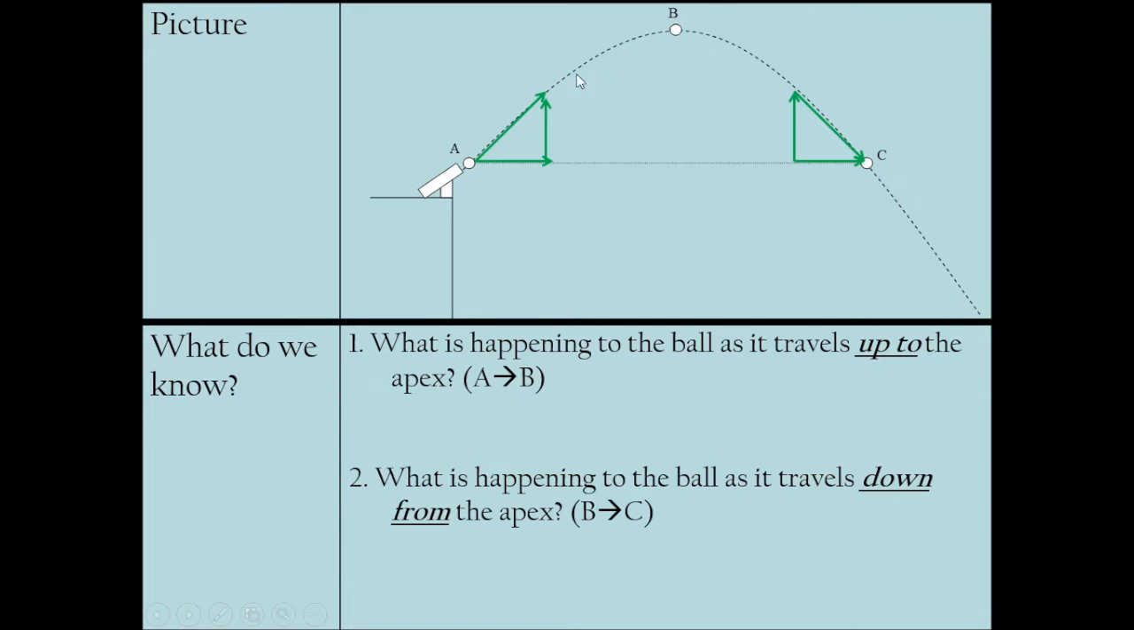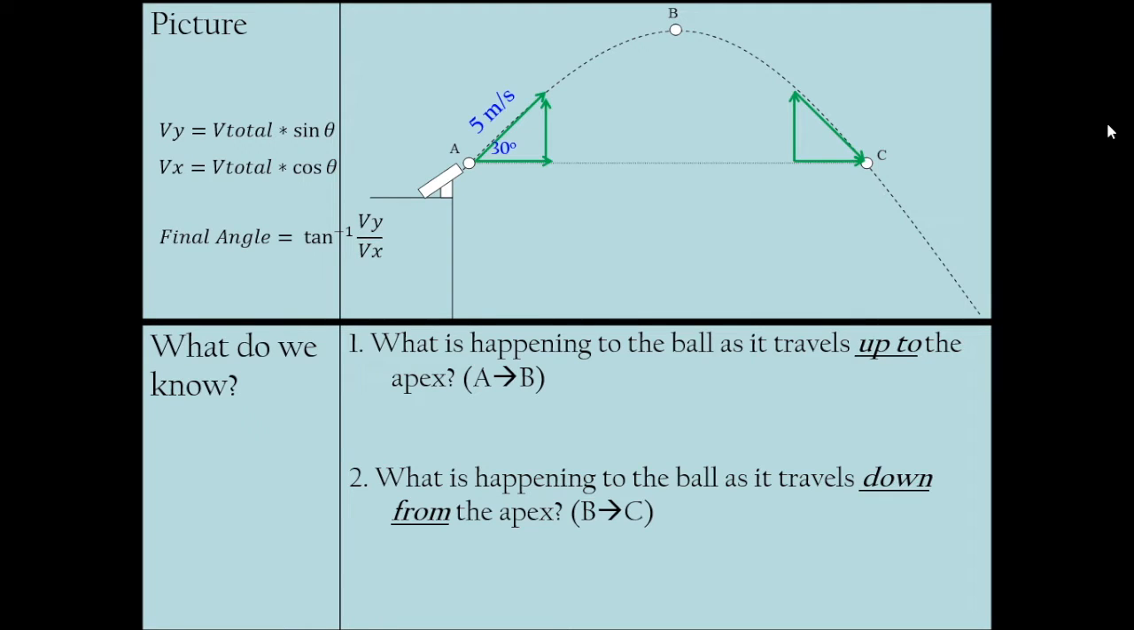there's the launch point A, and then the apex B, and then again when it reaches the initial height that it was launched at, C. So what do we already know about this? So what is happening to the ball as it travels up to the apex? So from A to B, what's happening?